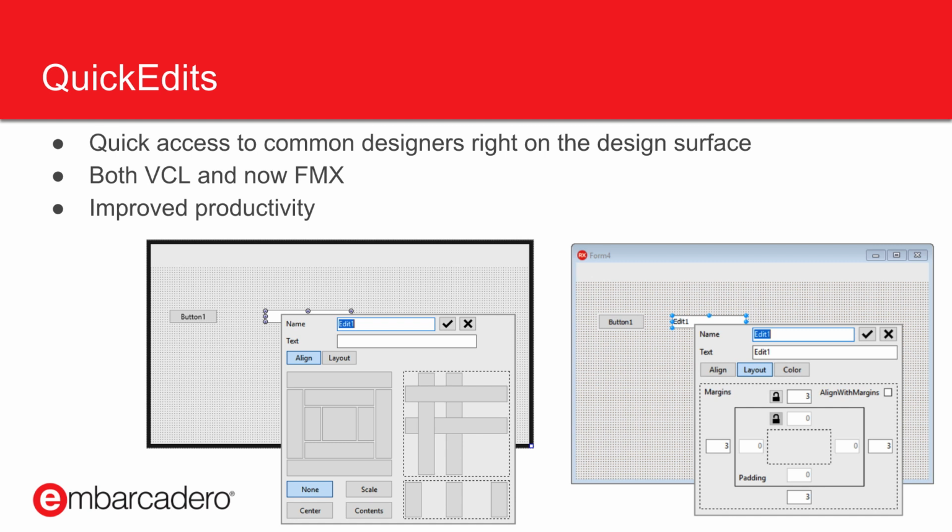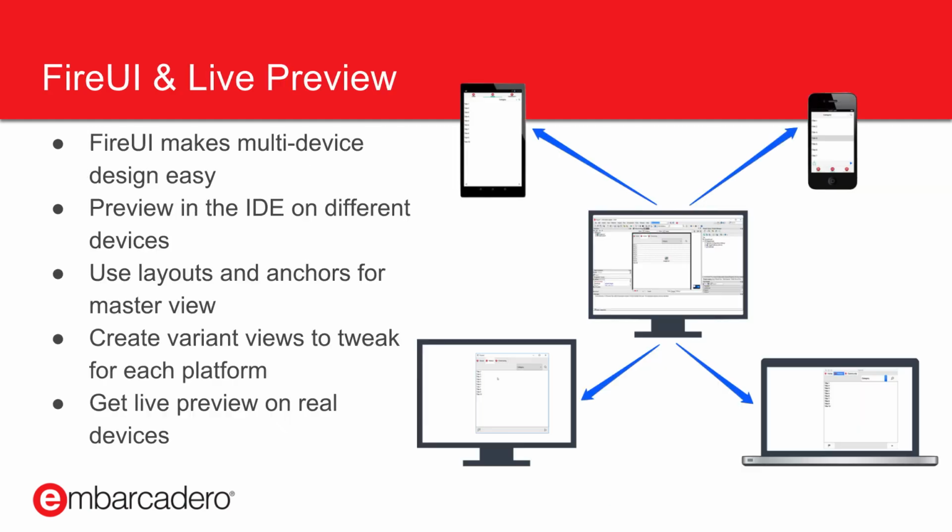QuickEdits. These were just expanded recently. We introduced these a few versions ago for VCL, and this is just some quick access to common designers right in the design surface. So for example, alignment, layouts, etc. We've just recently expanded that to also be available in FireMonkey. So this makes you really, really productive. When you drop those components down, you don't have to go over to the property inspector to find the properties you want. You can just change them right there from QuickEdits.